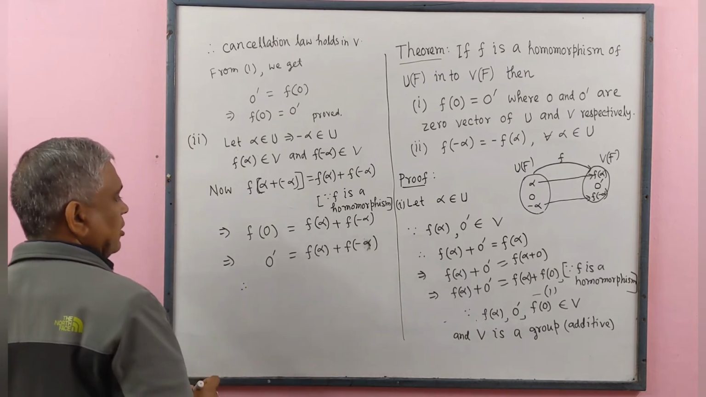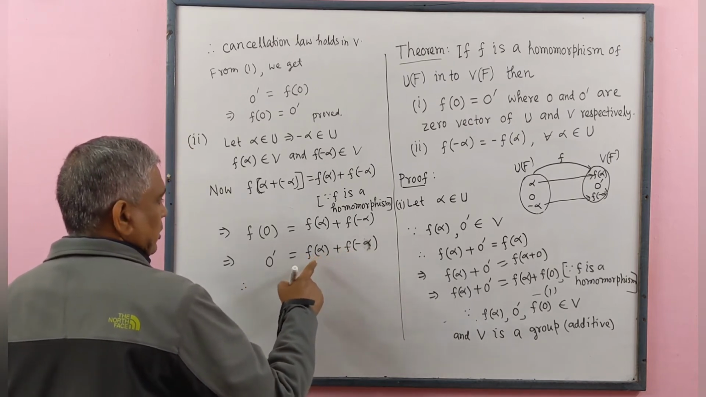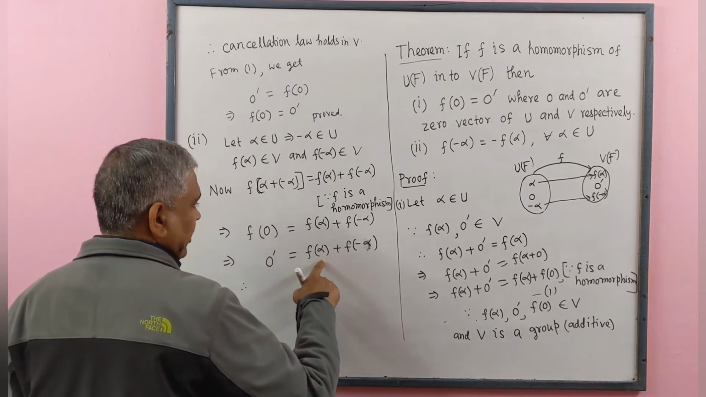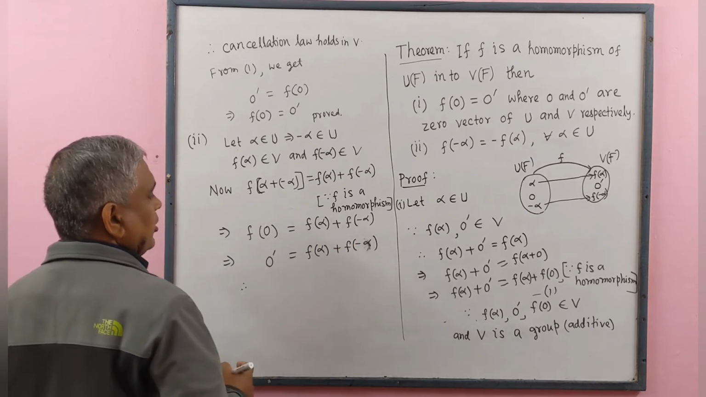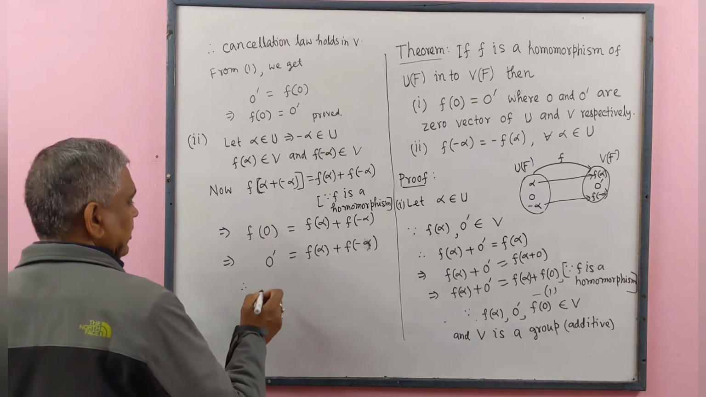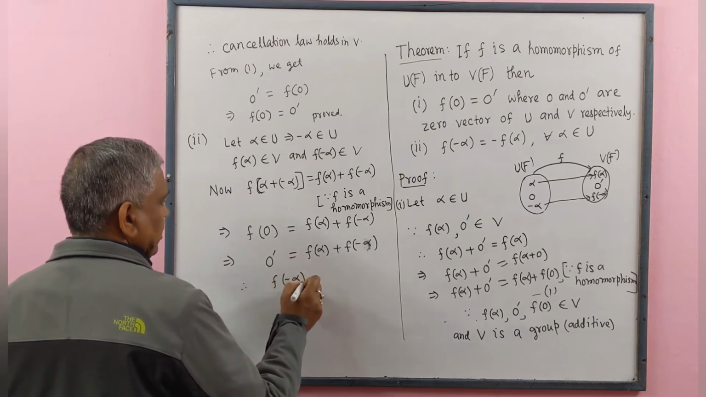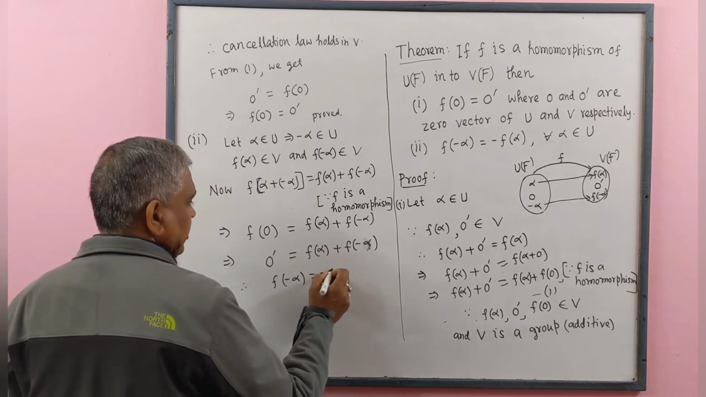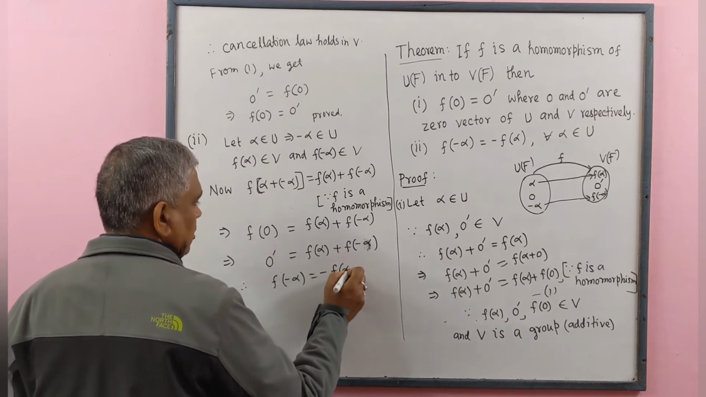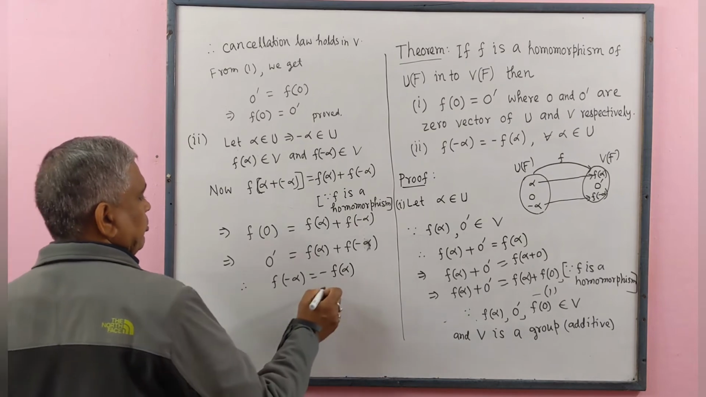Therefore, F alpha is the additive inverse of F minus alpha, that is, F minus alpha equals the additive inverse, and proved.